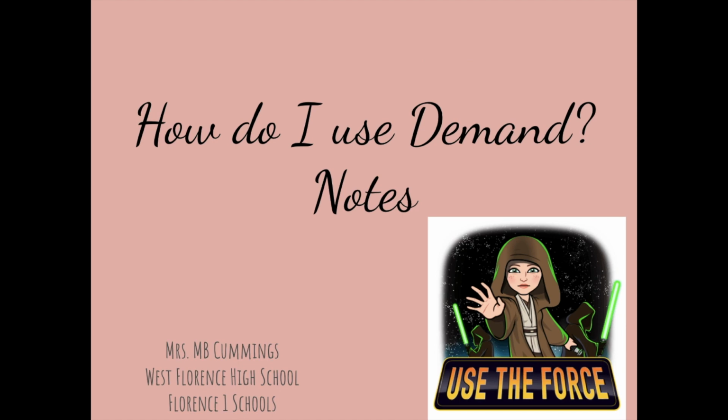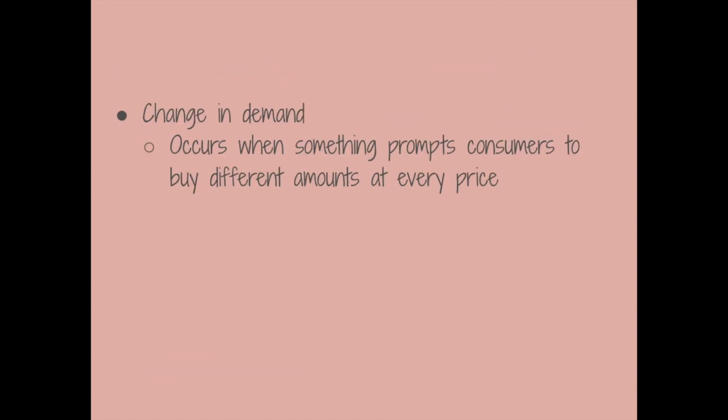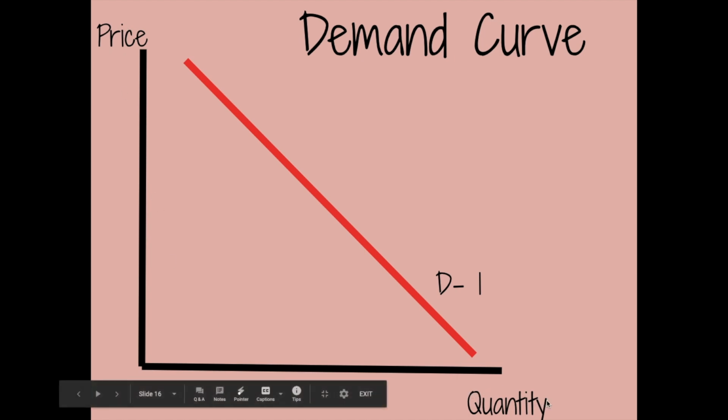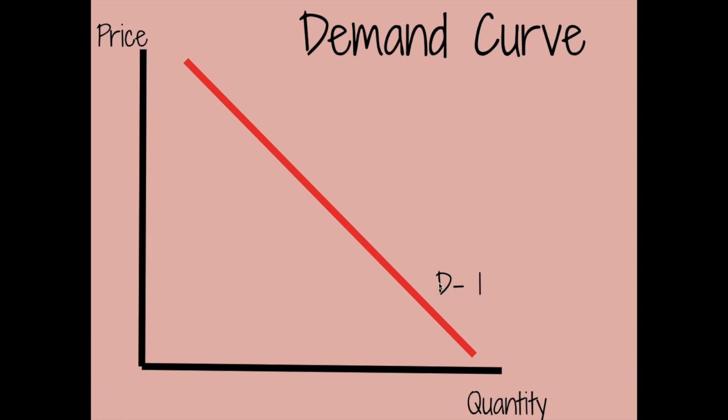All right, we're going to talk about how to use demand, and I'm going to skip forward. What we're talking about today is the demand curve, and there are some key things you need to know about it. First, you always need to have a title. The axes always need to be labeled price and quantity. Then you're going to draw your demand line, and you're going to label it D1.